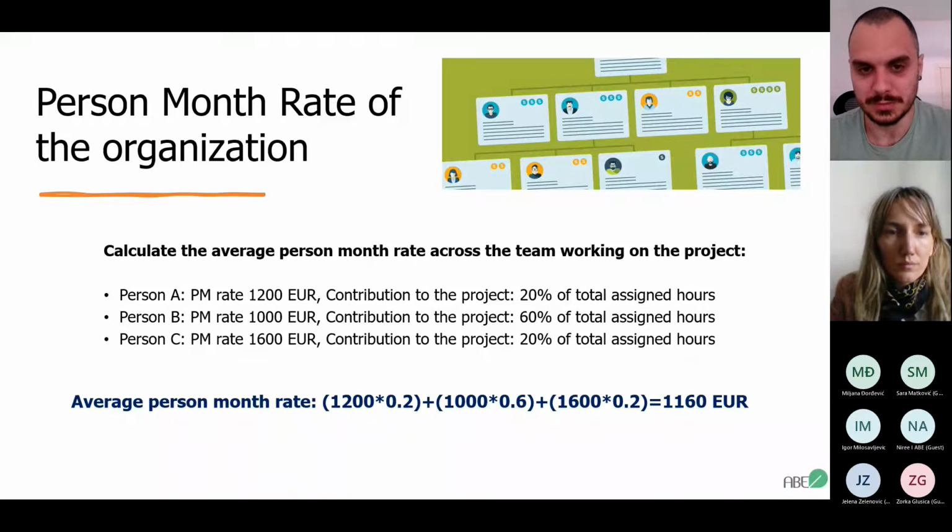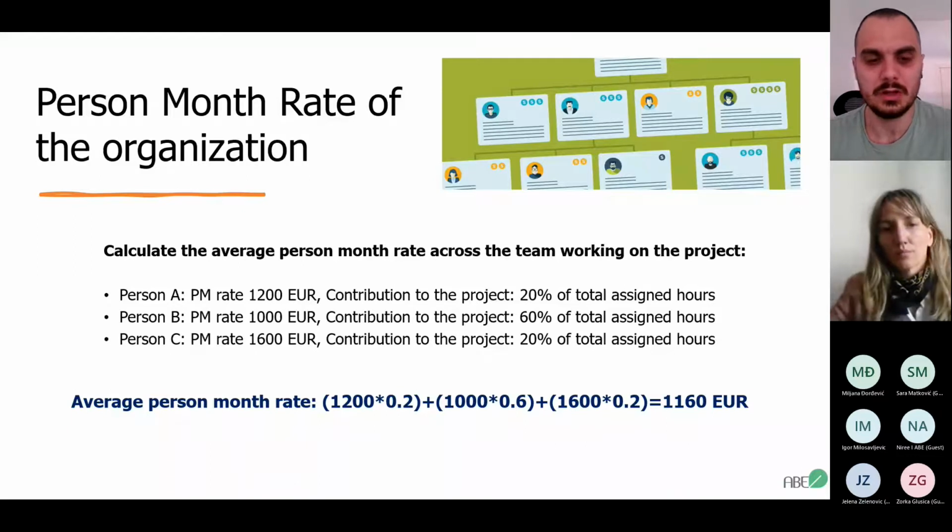You can do this on a percentage basis. I think that's the easiest way to do it. Of course, always related to the work plan and to the Gantt, as Maya showed you. Here, just a simple example, we have chosen a team of 3 people, where the first one has a PM rate of 1,200 euros, a contribution of 20% of the assigned hours to your organization.